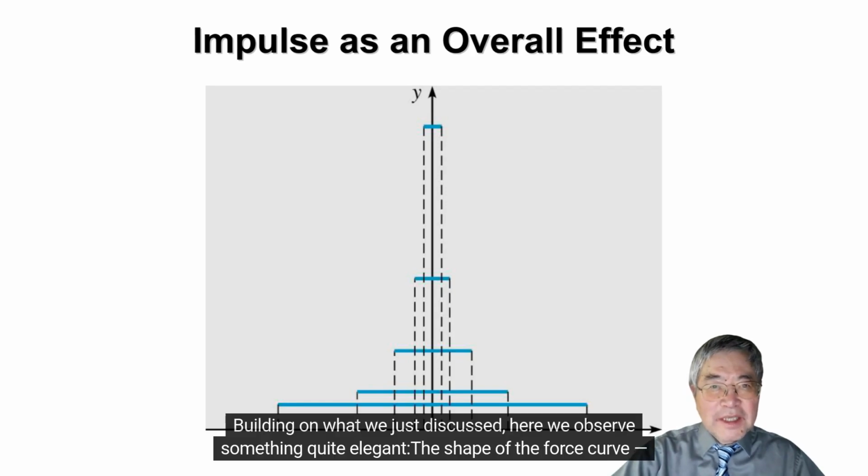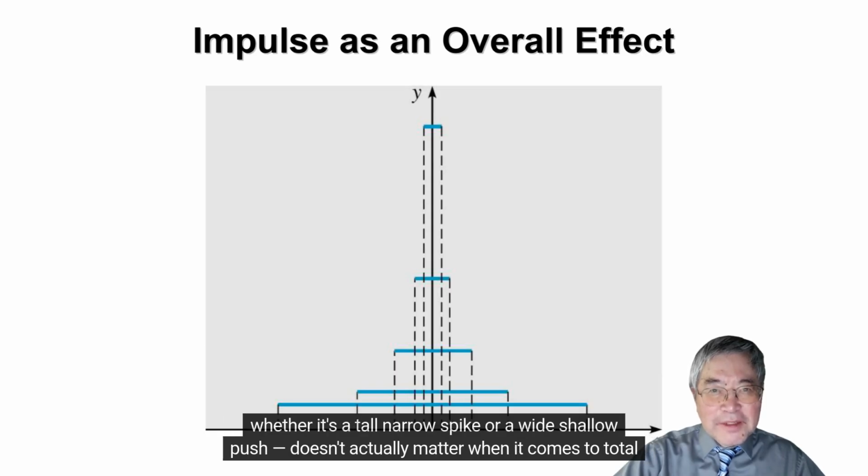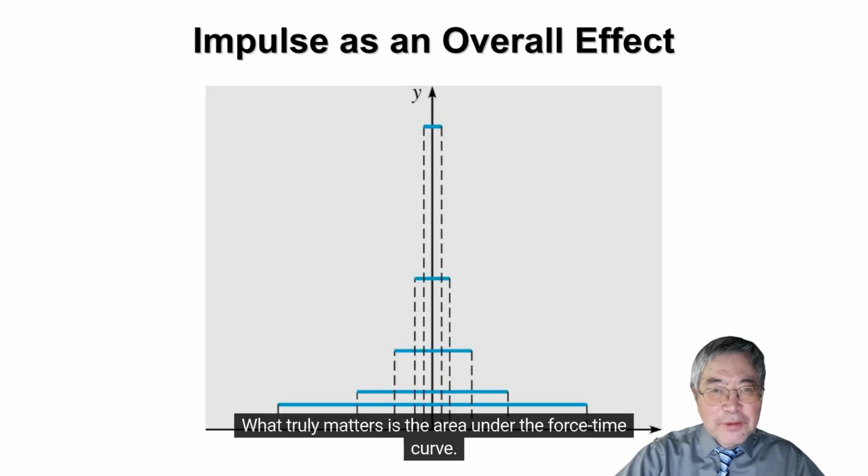Building on what we just discussed, here we observe something quite elegant. The shape of the force curve, whether it's a tall, narrow spike or a wide, shallow push, doesn't actually matter when it comes to total impulse. What truly matters is the area under the force-time curve. This area represents the cumulative effect of the force.